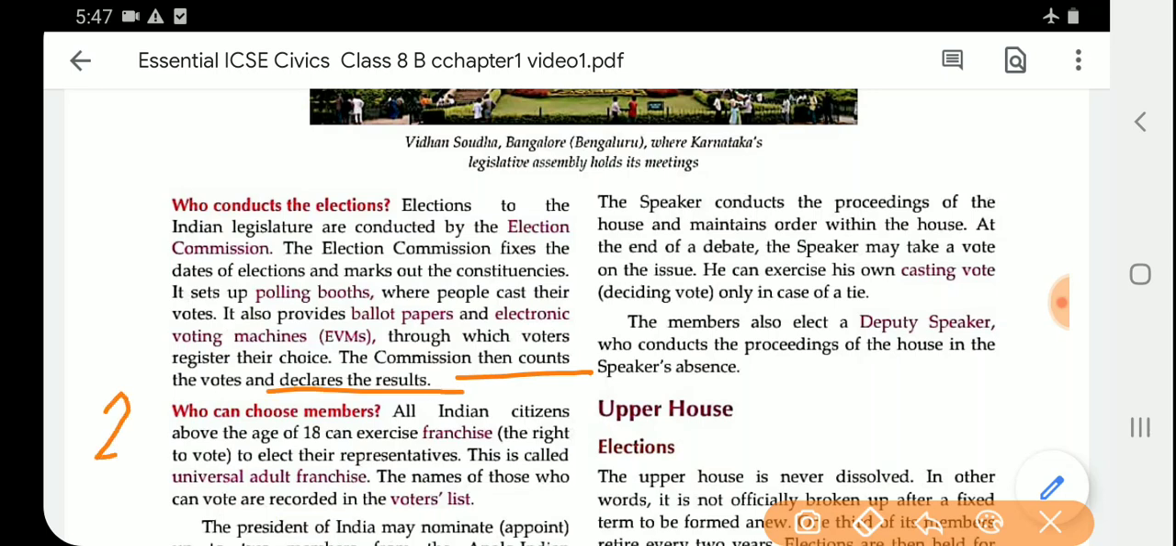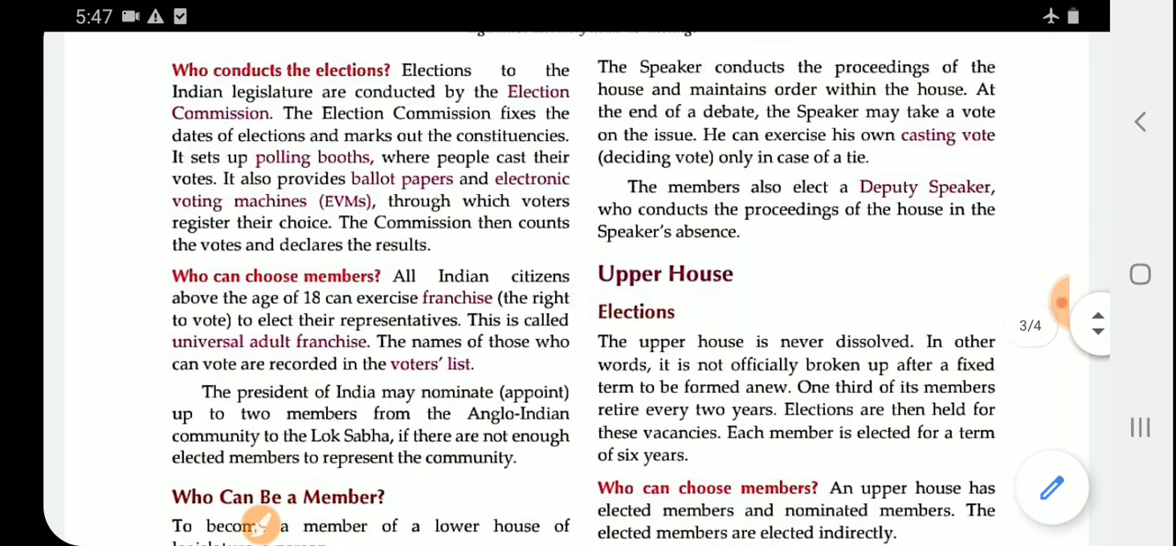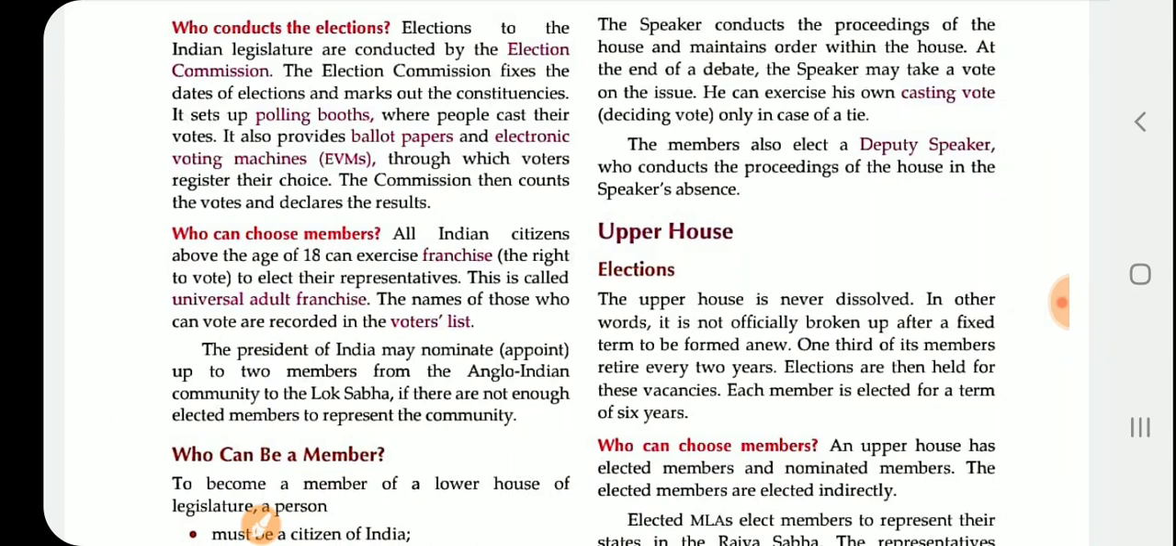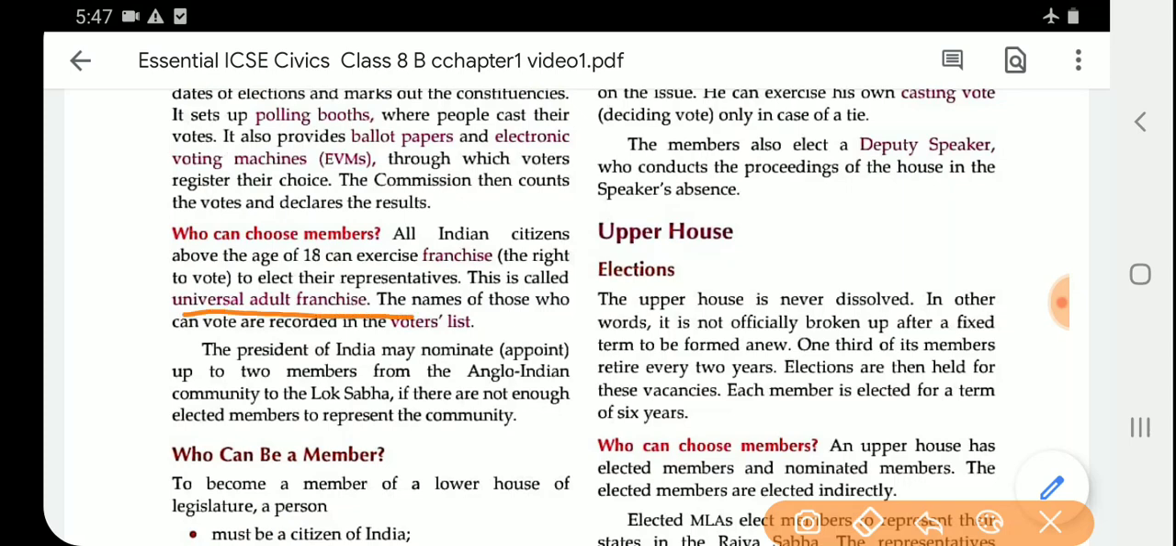Now the second question is here, who can choose members? Okay, now very easy answer. All the citizens who are above 18, at the age of 18, all can exercise franchise, that means the right to vote, to elect their representative. Those who are above 18 have full freedom, they can choose their representative, and this is called universal adult franchise. The names of those who can vote are recorded in the voters list. Only those whose names are recorded in the voters list can vote.